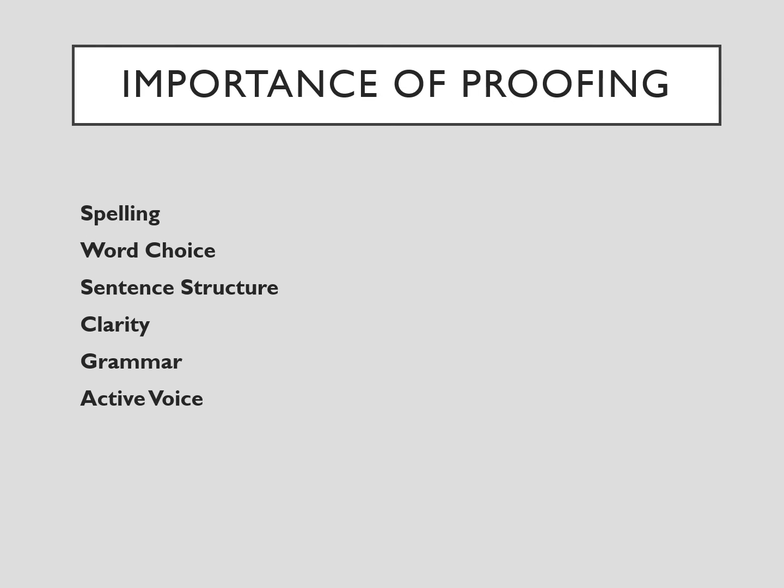Then you're going to want to do one good proofread or several, depending on what kind of pilot testing you did. But a good proofing to make sure that your spelling is in check, you have good word choice, the sentence structure makes sense, your directions and your questions are clear, you use good grammar, and active voice. These are also great recommendations when writing a research paper.